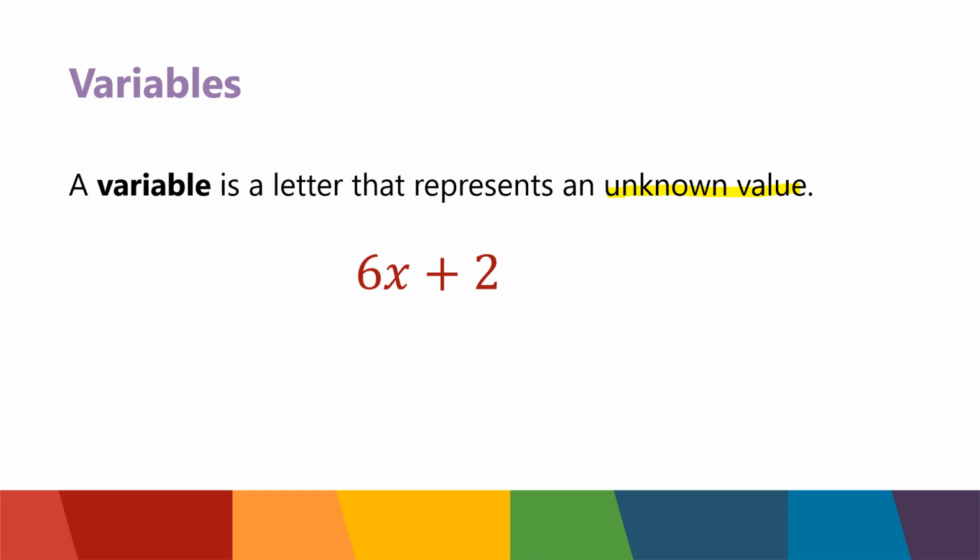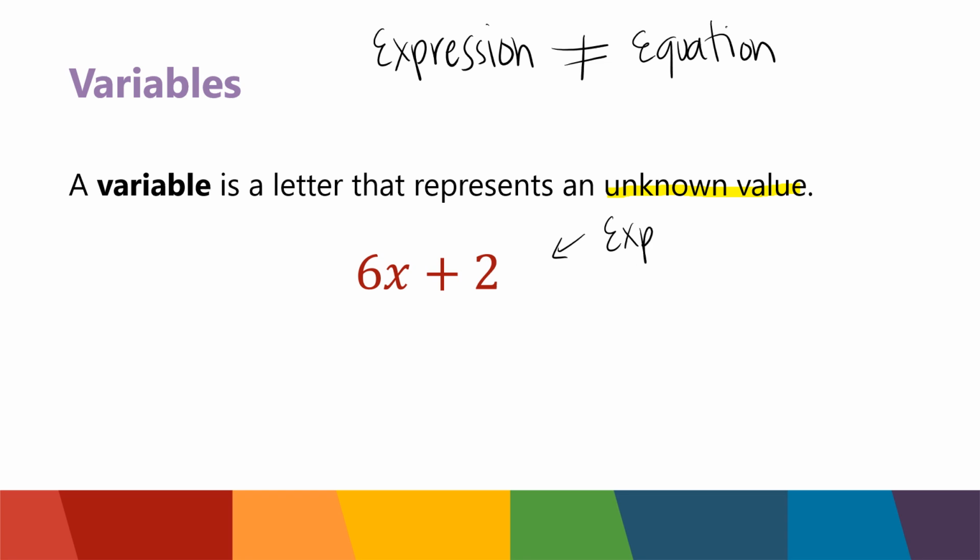All right, so here's an example of an expression. You cannot use the words expression and equation interchangeably. An expression in algebra is not the same as an equation. We'll talk more about that in a minute. If there's no equal sign, it's an expression. If there's an equal sign, it's an equation. So here, what is our variable in this expression, 6x plus 2? The variable is x.